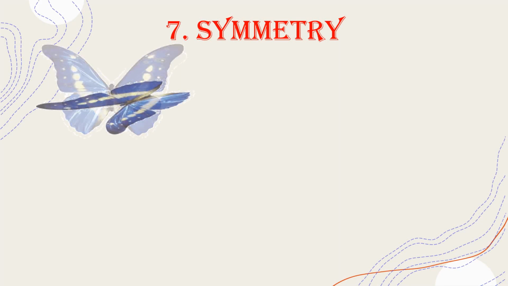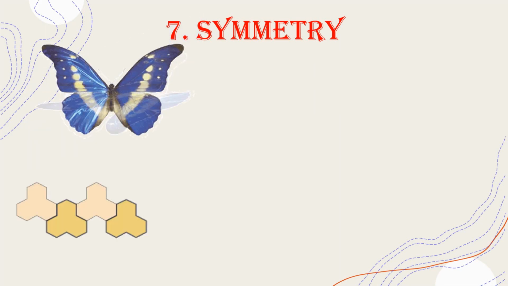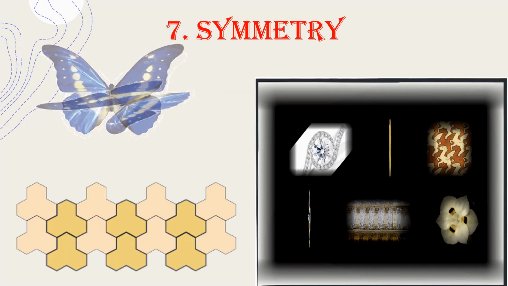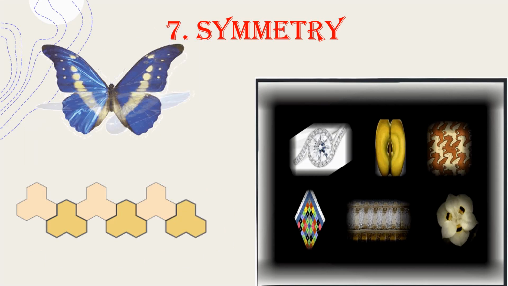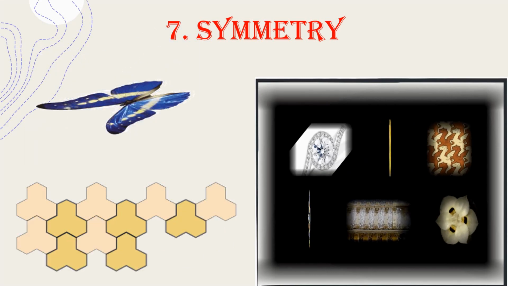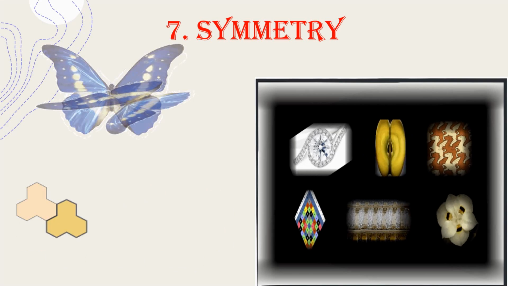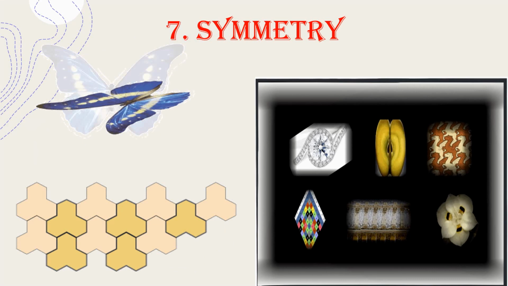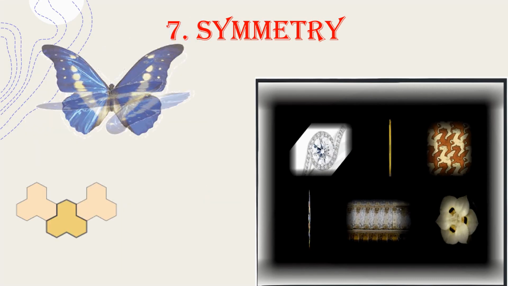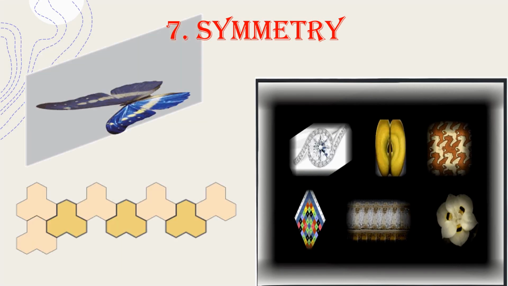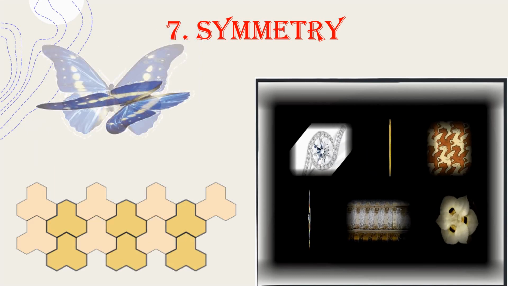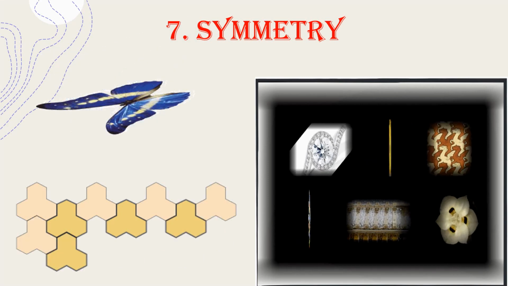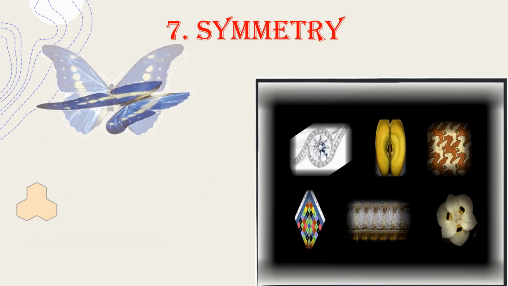Students, look at these objects. What do you think about them? Are all the objects symmetrical? If an object is symmetrical, it means that it is equal on both sides. Suppose we fold a paper such that half of the paper coincides with the other half of the paper, then the paper has a symmetry.